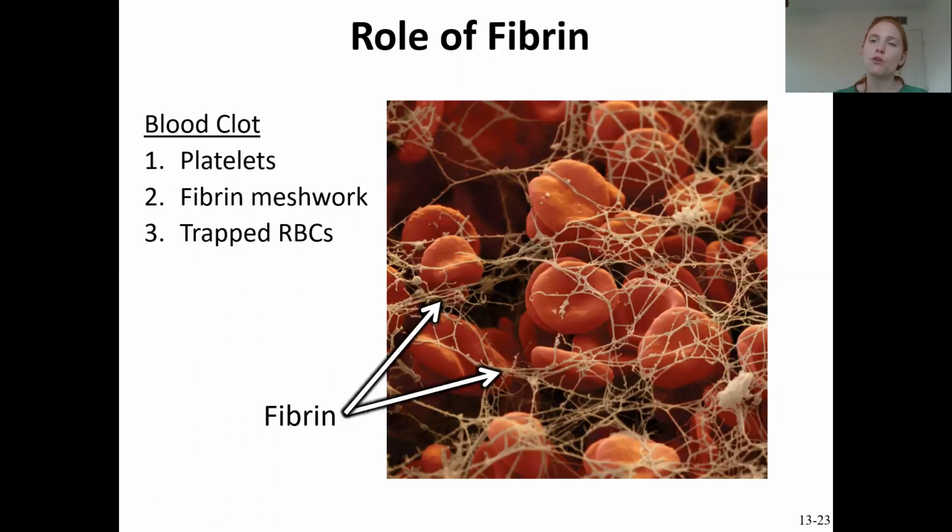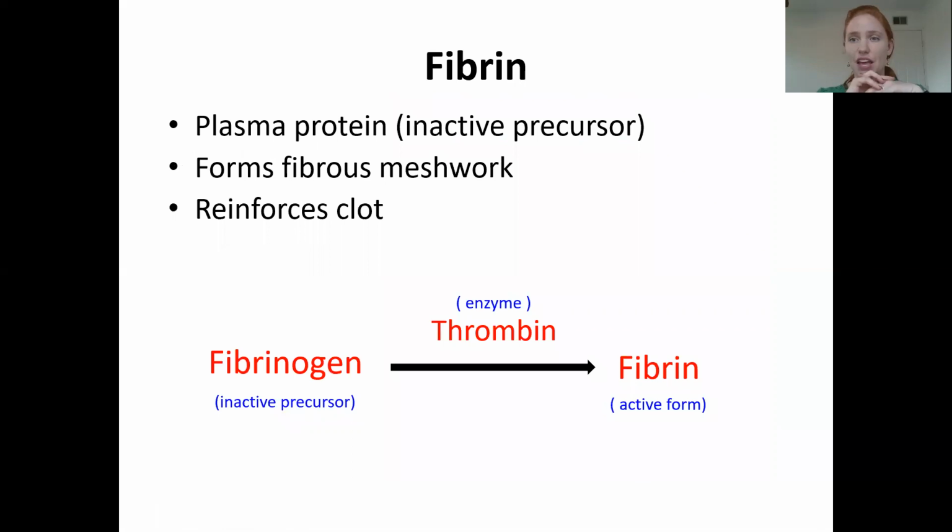Once you create the platelet plug, you then need to reinforce it with a meshwork that's created from the fibrin. So you need to create that meshwork around it. And in order to create the meshwork, you need to activate fibrin. So please remember that fibrin is a plasma protein, but instead of being in an active form, which would be bad because you don't want a bunch of fibrin clogging up the works, what you do is have a precursor, an inactive form of fibrin that's called fibrinogen.